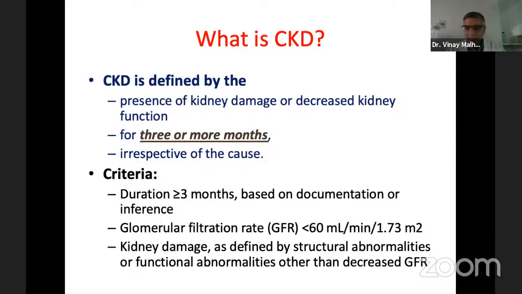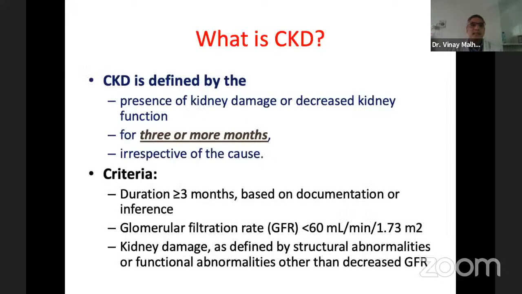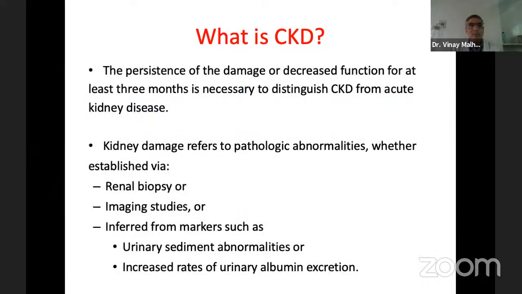So now I think I can share my screen. Yes. So we were talking about CKD. The definition of CKD is presence of kidney damage or decreased kidney function for 3 or more months. So the time limit is 3 months, whatever may be the cause. The criteria is duration more than 3 months, glomerular filtration rate less than 60 ml per minute per 1.73 meter square body surface area, or any evidence of kidney damage, which may be a structural abnormality or functional abnormality other than decreased GFR.